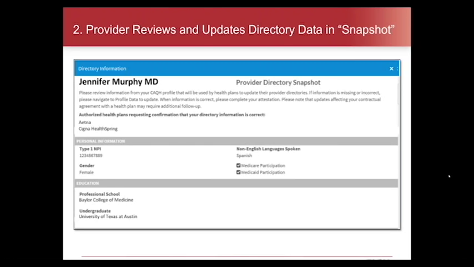So when we go through the actual details that they'll be looking at, first of all, they will be able to review and confirm their NPI. Their gender that we have listed on file, any languages that the provider themselves are also able to speak, and this is a good opportunity for them to update that information if it wasn't updated initially, whether or not they're currently participating in both Medicare and Medicaid, and then, of course, all of the educational background that we have collected through ProView and have on file.